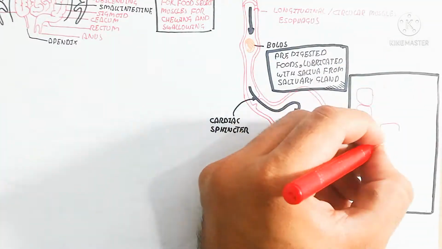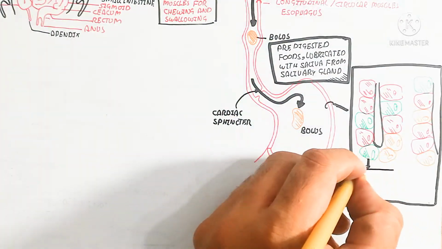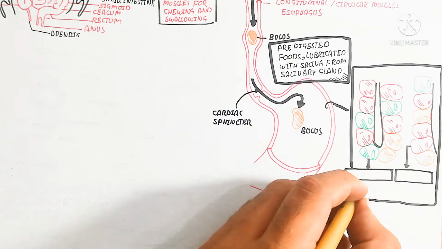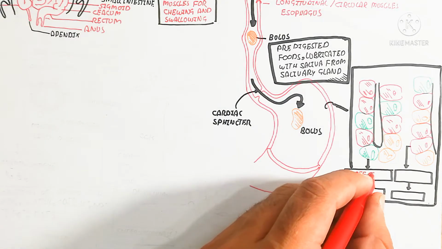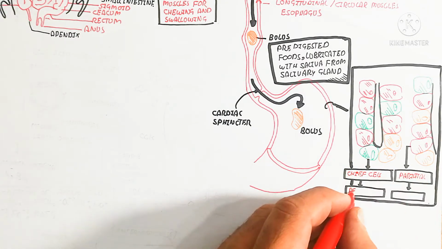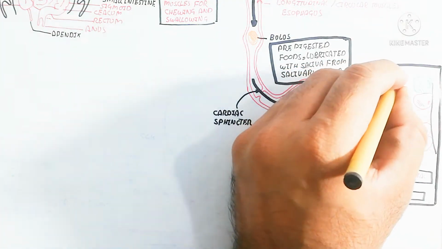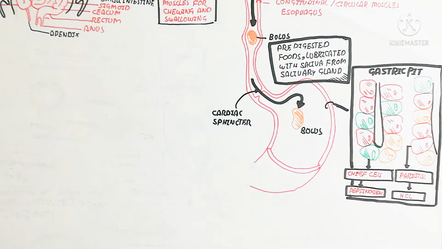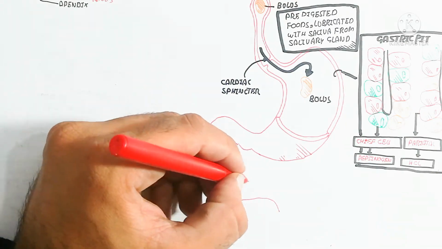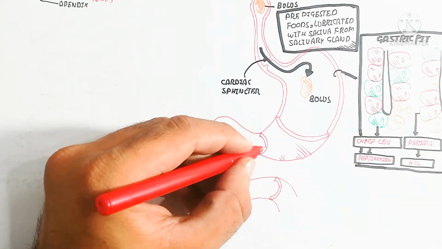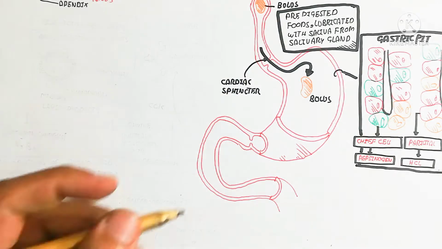Here is the stomach wall, which contains gastric pits. Gastric pits secrete different hormones and enzymes. For example, chief cells produce pepsinogen and parietal cells produce hydrochloric acid. Hydrochloric acid activates pepsinogen into pepsin, and this pepsin is the protein digestive enzyme which digests the food partially in the stomach to become chyme, and this partially digested chyme will move into the duodenum after the pyloric sphincter opens.